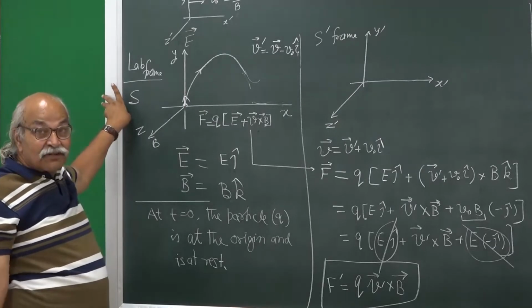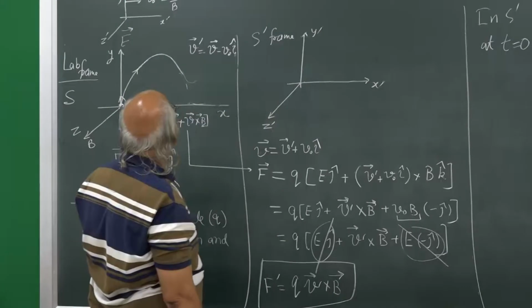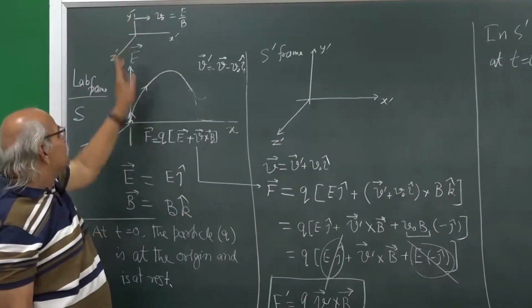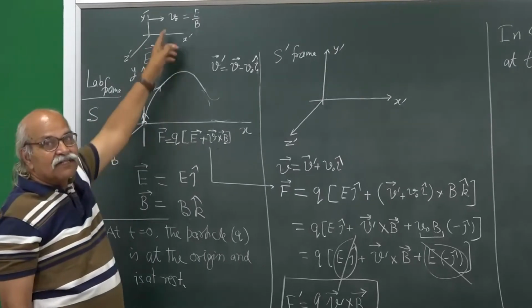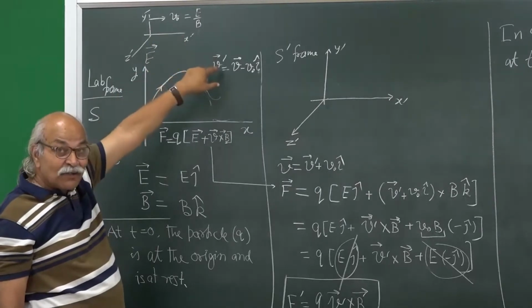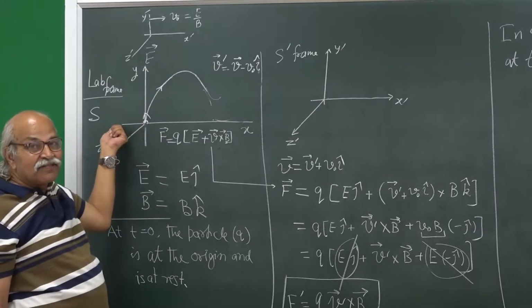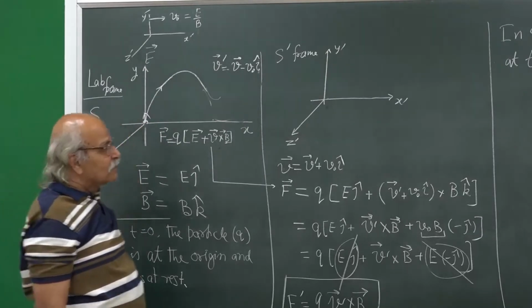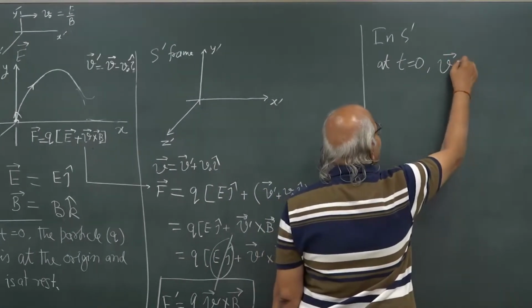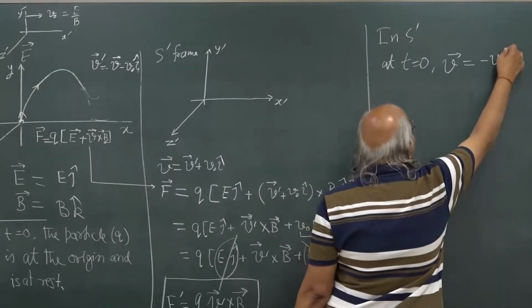With a velocity of v naught, because S prime is going with a velocity of v naught towards the right. So with respect to S prime, S is going towards the left with the velocity v naught, and therefore in the S prime frame at t equal to 0, the particle here is going towards the left with a velocity v naught. So the particle has a velocity minus v naught i cap.